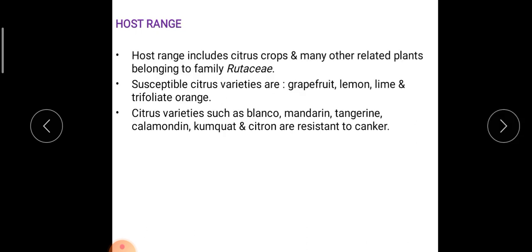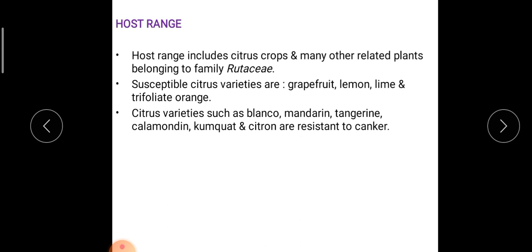Now, the host range of the disease. Host range includes citrus crops and many other related plants belonging to the family Rutaceae. Host range means to which family of plants it causes the disease. Susceptible citrus varieties are grapefruit, lemon, lime, and trifoliate orange. These are the four types of citrus varieties which are harmed by Xanthomonas axonopodis pv. citri.